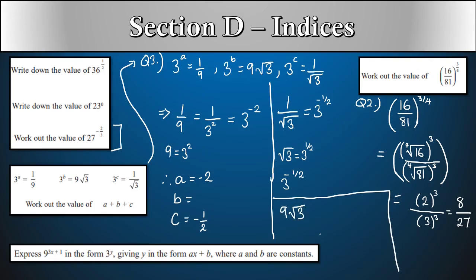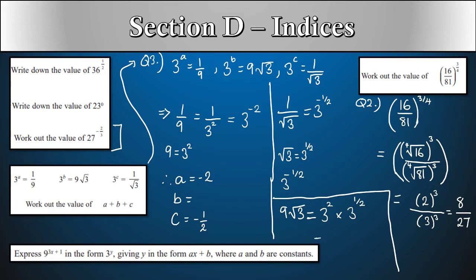9 root 3. So this is 2 numbers being multiplied. So all I need to do is link both of these to our base here, 3. So 3 and 9 link as 3 squared. So what I've got here is 3 squared. And root 3, we've already linked that one here. That's 3 to the power of a half. So this is 3 squared times 3 to the power of a half.